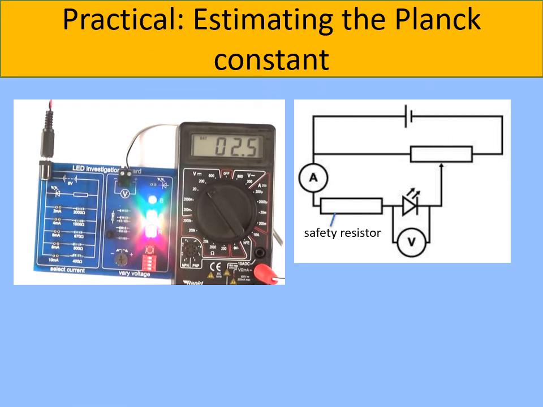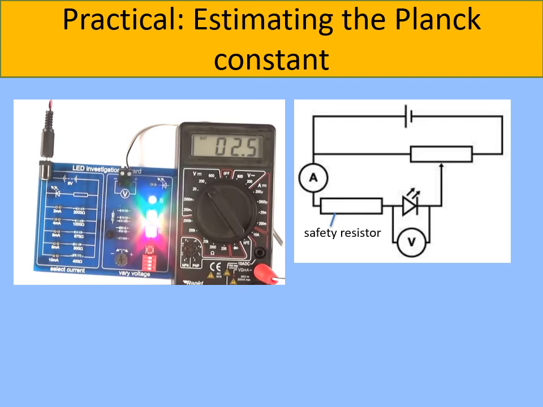The diagram on the right hand side is the circuit diagram for the setup when using one LED, and you have a voltmeter connected there. You obviously have a safety resistor which is connected next to the LED itself. You have an ammeter as well, and I'll explain why we might need that. And then you have the potential divider part of the circuit as well, and then obviously the power supply or the cell.